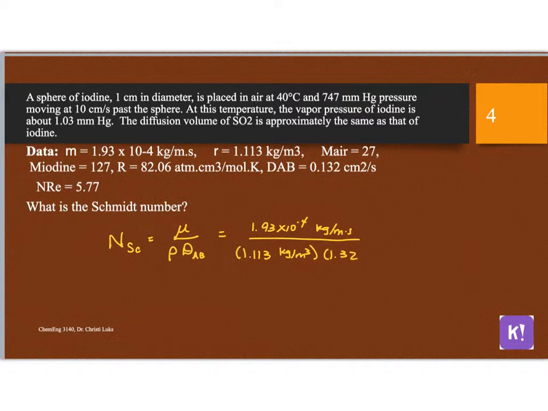In this case, I want to use the form that is in meters squared per second so that my units cancel. This plus this cancels with this. And my Schmidt number is 13.1.